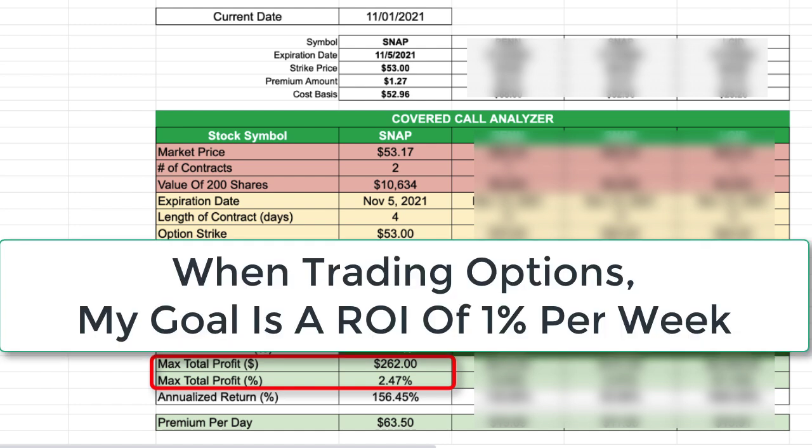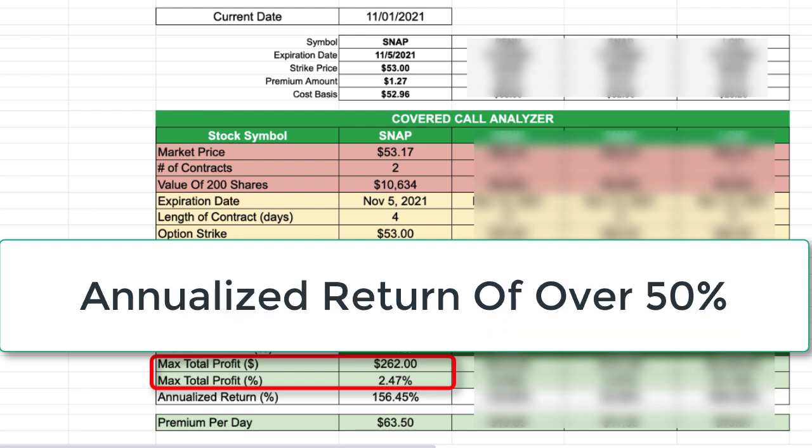So when I'm trading covered call options, my goal is to try and get a return of my investment of at least 1% per week. And if I can get 1% per week, that means I'm getting an annualized return of over 50%.